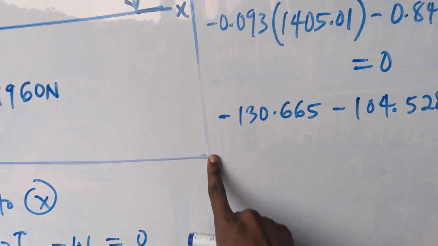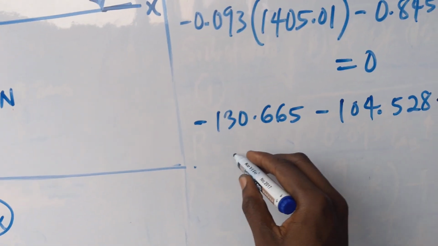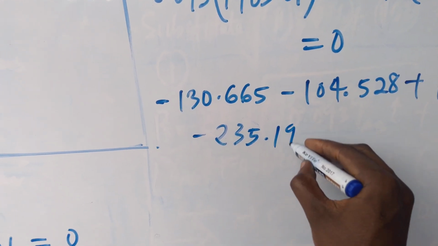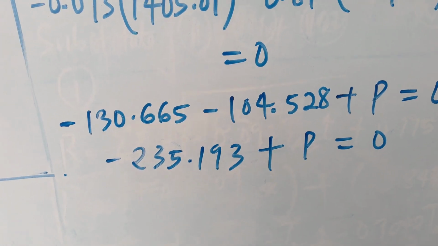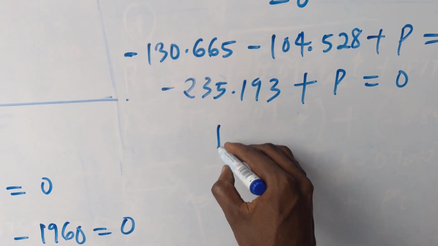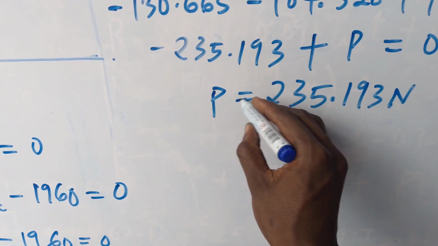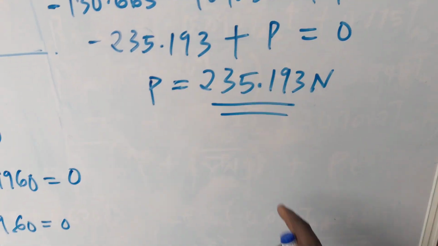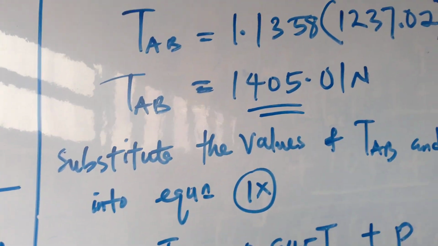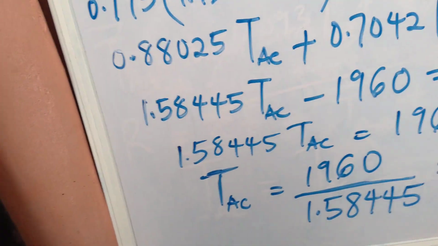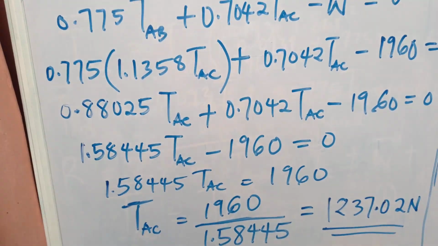Okay, so if I then tackle these two now, minus this value minus this, I'll have minus 235.193, okay, plus P is equal to 0. Alright, then I can make P subject of formula. Take this one over here. I'll be having that P is equal to 235.193 Newton. Okay, final answer. So I've gotten the value of the force P. I've also gotten the value of tension force TAB, and that of tension force TAC, as this. Okay, so that is the final solution to that question.